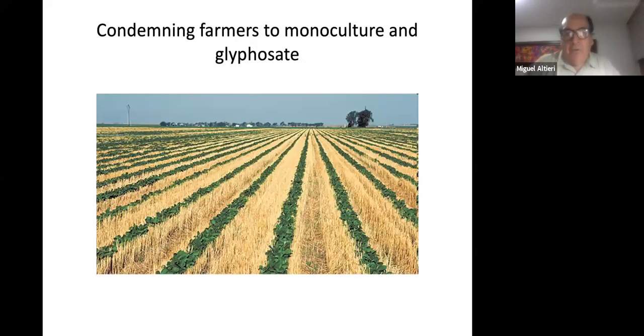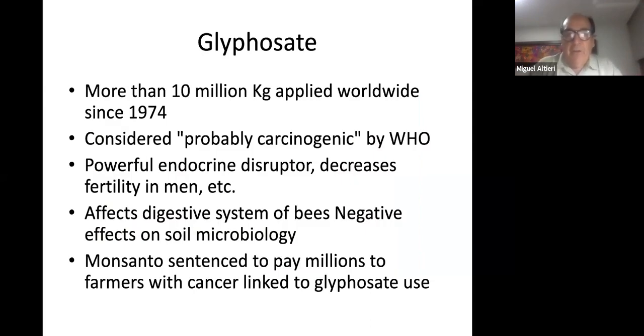And what transgenic soybean does in large agro landscapes is condemn farmers to monoculture and glyphosate. Because you see, the advantage for farmers is that they don't have to worry too much about weed control because they have a herbicide resistant soybean. They spray glyphosate indiscriminately and there's no effect on the crop, but you cannot diversify here. You cannot intercrop or practice rotations because glyphosate will kill everything except the soybean that is genetically engineered. And we know that glyphosate has already been considered probably carcinogenic by the World Health Organization. It is well known that it's a powerful endocrine disruptor, decreases fertility in men, affects the digestive system of bees, and has negative effects on soil microbiology.